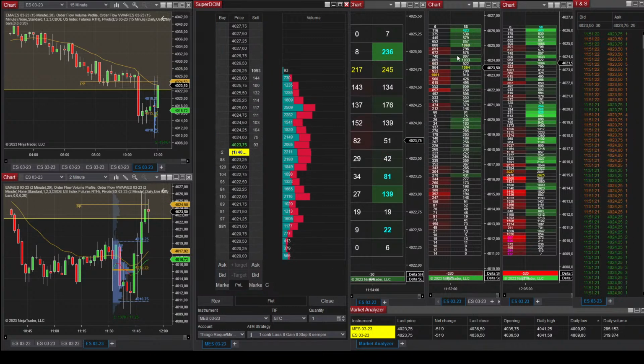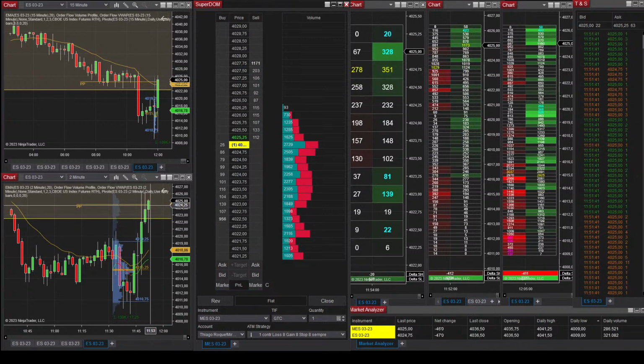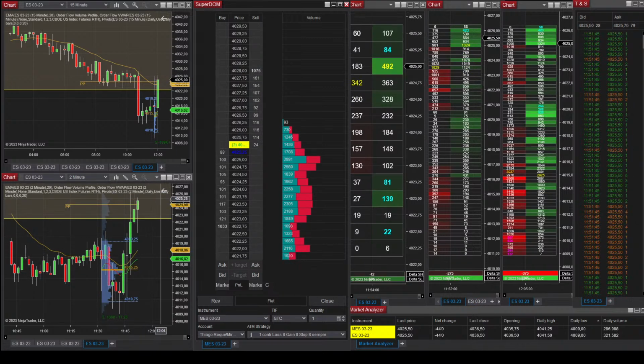We're seeing again buyers making all their efforts to overcome the 24 and sellers spending lots of contracts trying to defend here. It's the pivot point, and so it's usually defended actually.